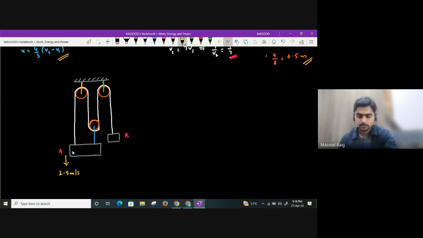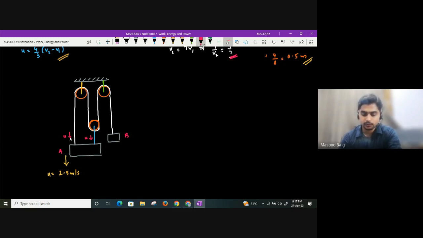Now, if this particular block is moving down, can I automatically come to a conclusion that, since this is directly connected, this will move down with the same 2.5 meter per second. Also, this is going to move down with 2.5 meter per second. I'll assume this as u, guys. Imagine this to be u. So this is going to move down with u, and this is also going to move down with u only. Now here, this is a fixed pulley. What should its velocity be? 0. It should not be moving, guys.